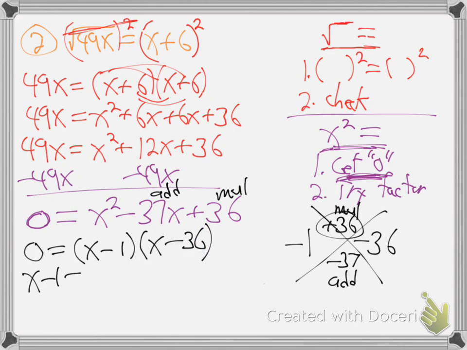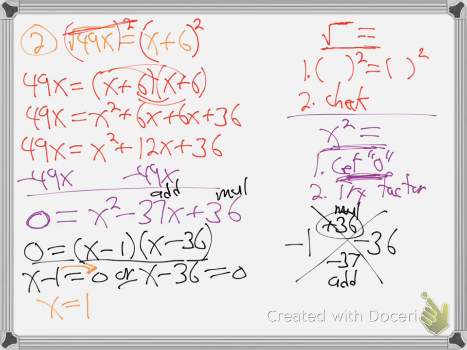So set each one equal to 0 separately, right? Remember, each one can be 0. If 2 things are multiplying to equal 0, either one could be 0. So then finish it up, move the 1 over here, x is positive 1, or x is positive 36. Positive 1 or positive 36.